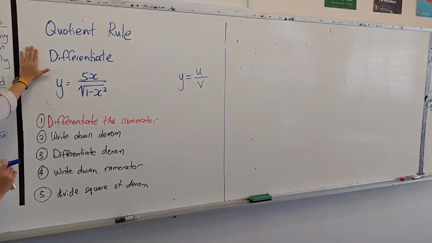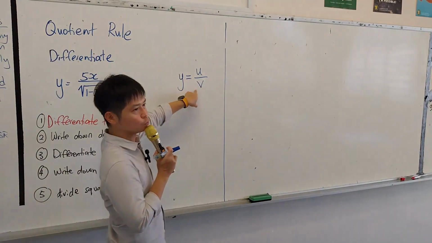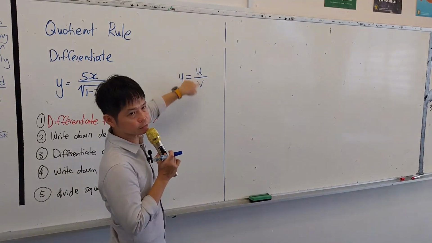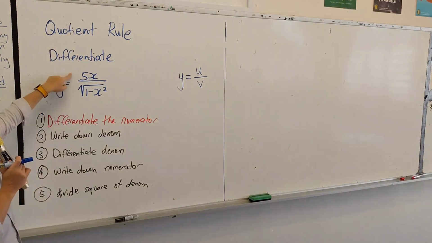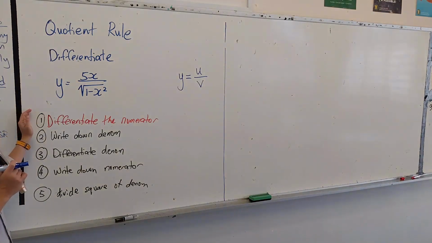Today's lesson we will learn about the quotient rule. So the quotient rule will look like this. Y equals a division of two terms. We have the x variable in these two terms. So the trick is like this. It's a bit similar to the product rule.